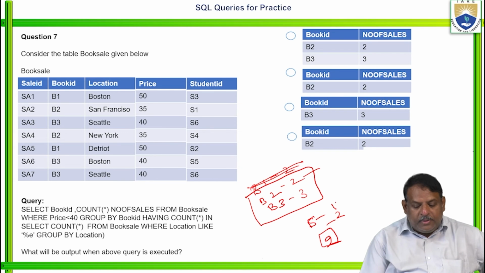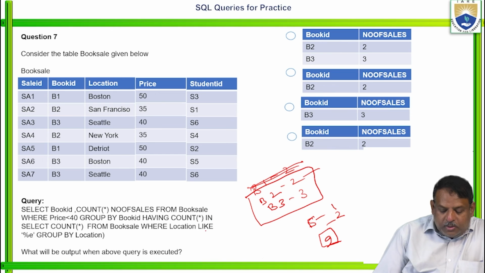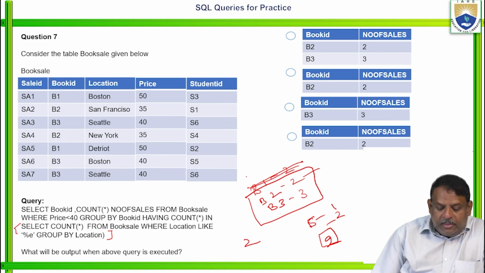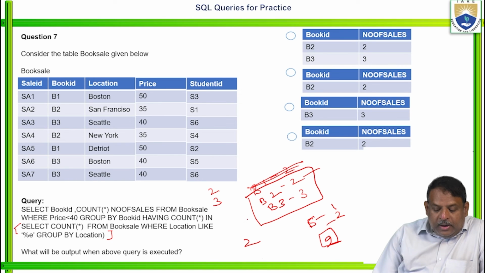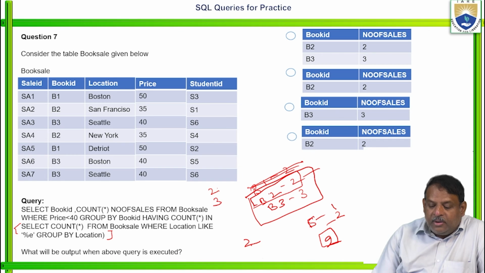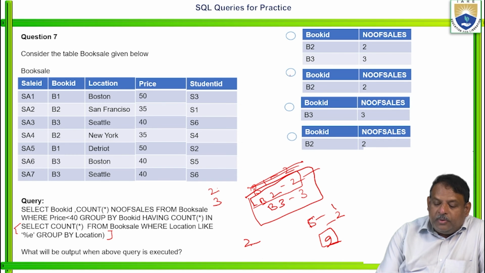Now here this inner query answer is 2. This inner query, this select from here, this is 2. Here in the first option we got 2 and 3. He said that the count should be 2. That means only B2 will satisfy. So the answer is B2, number of sales is equal to 2.